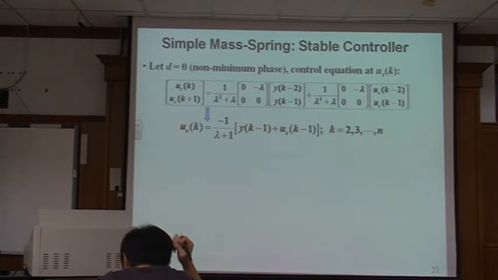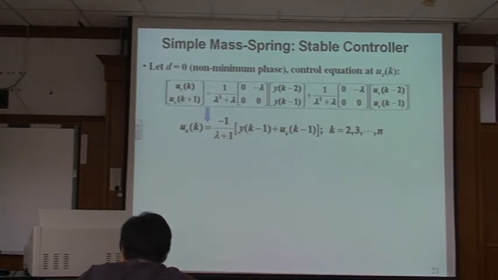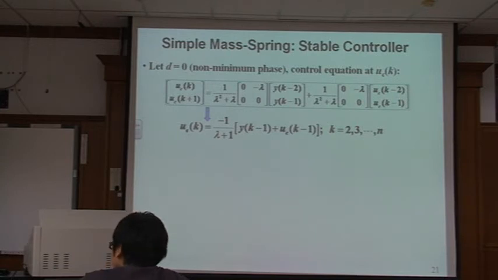Let me copy it again here because there's an important concept we need to understand. This shows you how important your lambda, your weighting, is. UCK equals minus 1 over lambda plus 1 times y k minus 1 plus UCK minus 1, for k equal to 2, 3, and so on.